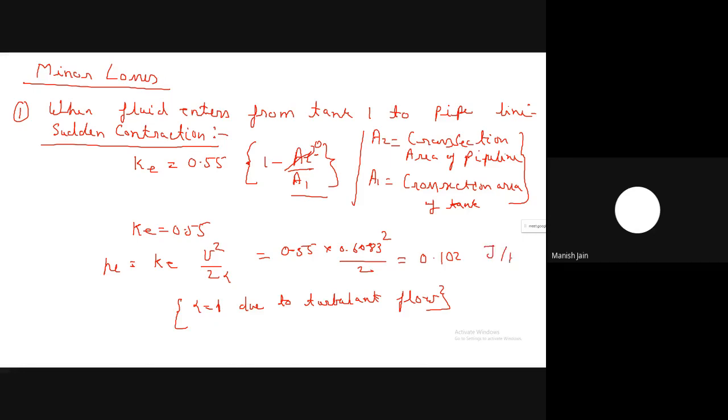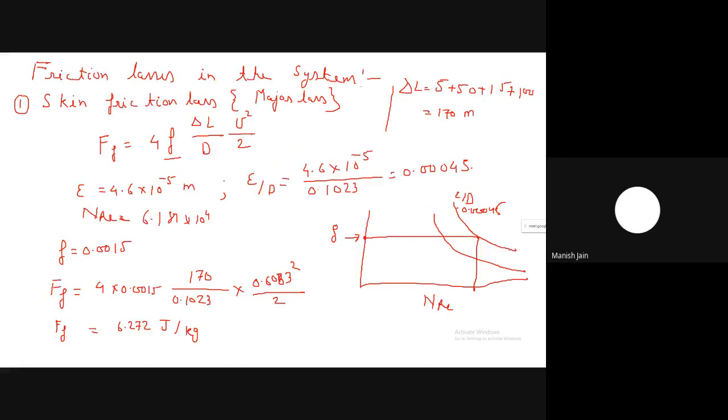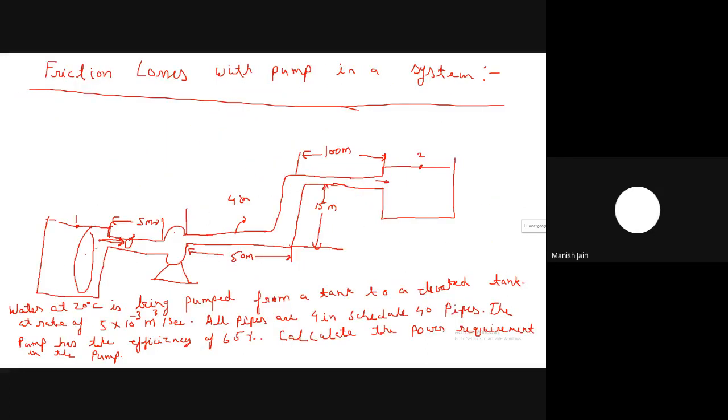So this is the friction loss which occurs when the fluid enters the pipeline. So when the fluid enters from this point to this point, there is a sudden contraction. That's why you have the friction loss.